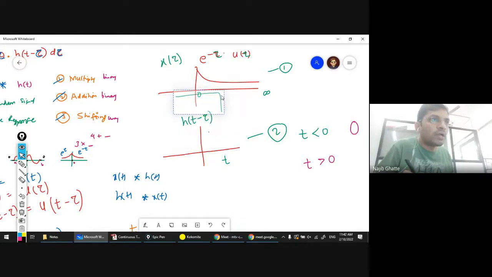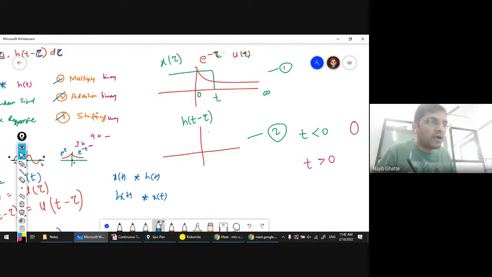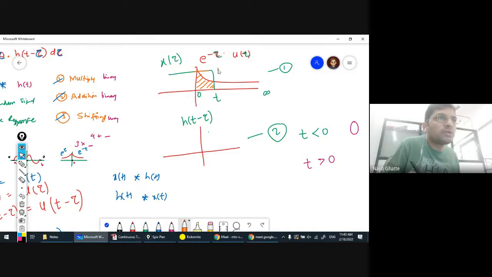Now if I place this here, do you understand what I am doing? Fine, I brought this here. Now if I try to do this, what do I have? This and this portion, that is, the multiplication will be for this region. Agreed? Why? Because this is one, the unit step signal is one. So if I now perform the multiplication, what will be the answer?